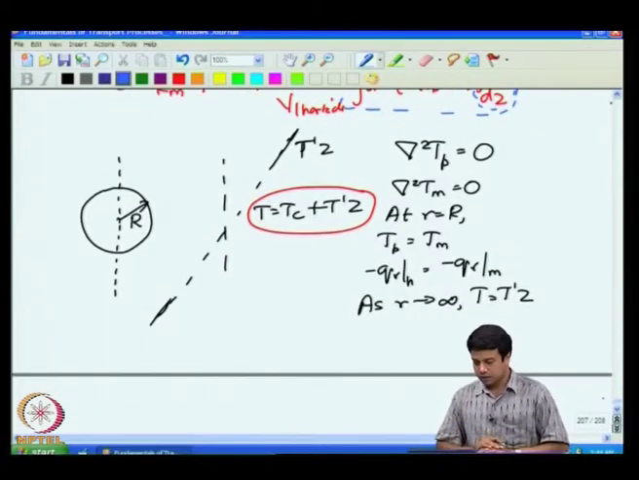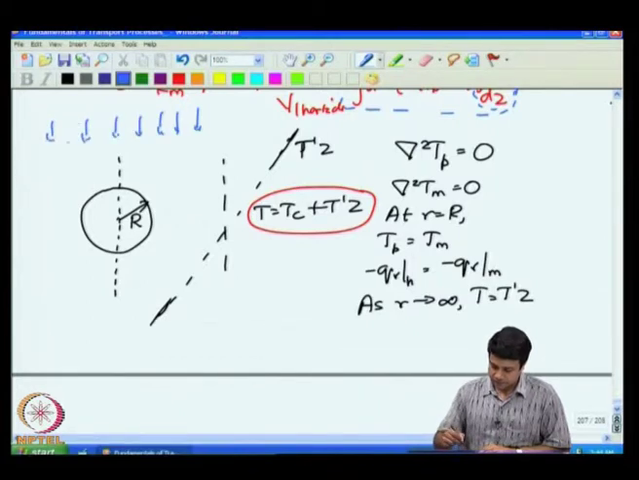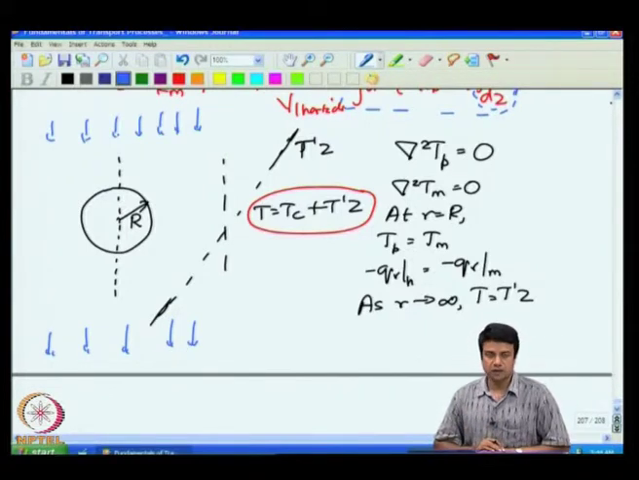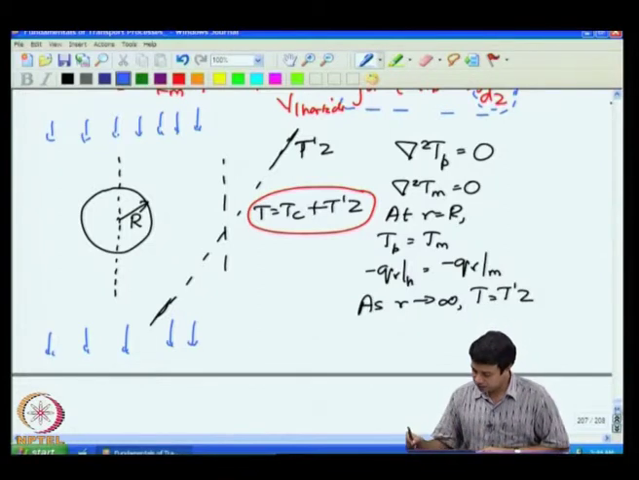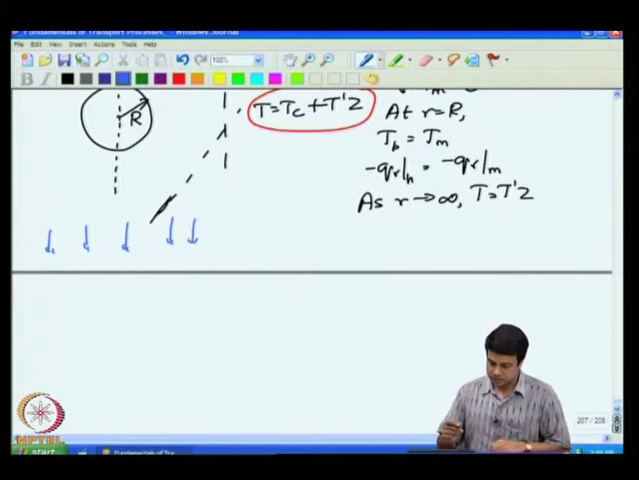So, first things first, I have a temperature field that is linear. So, far away my flux lines are all straight lines, because the temperature field is linear. Near the surface, there is going to be a disturbance to this, depending upon whether the particle is more or less conducting than the matrix. I will have a disturbance to this temperature field, and that is the disturbance that I would now like to calculate. So, del square T particle is equal to 0 and del square T matrix is equal to 0.